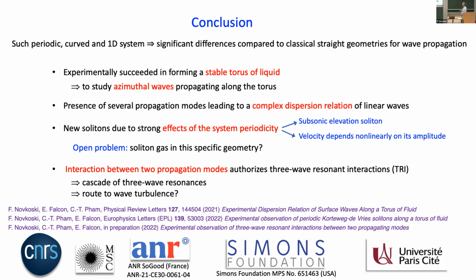And if we are far from the KdV hypothesis, I showed you that you can have three-wave resonant interaction in this system, and a cascade of three-wave resonances that can maybe be a route to wave turbulence.